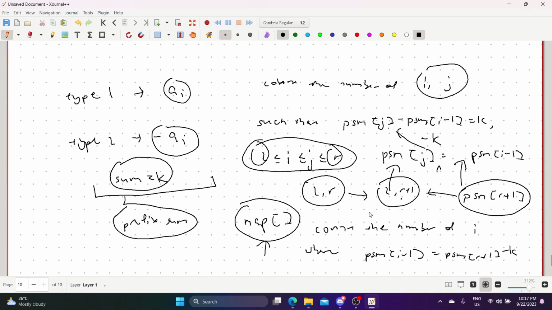Yeah, and then in the same way when you decrease to L plus 1, R, right? For this case, it's also very similar. We just count the number of i, and then instead of adding, we subtract from the answer.